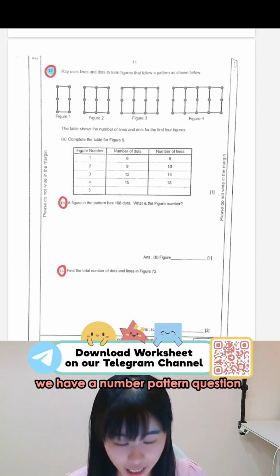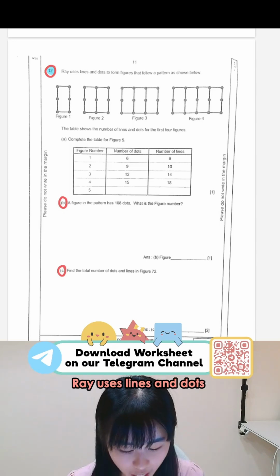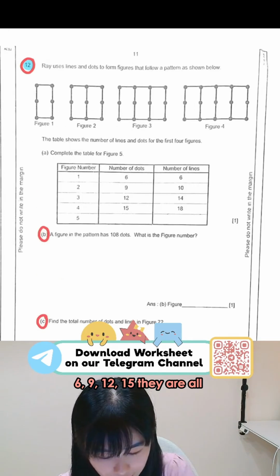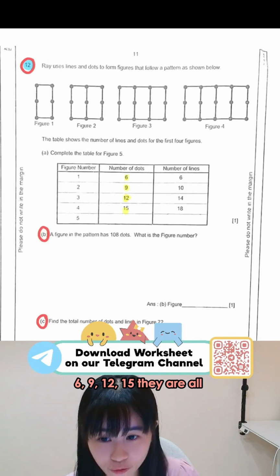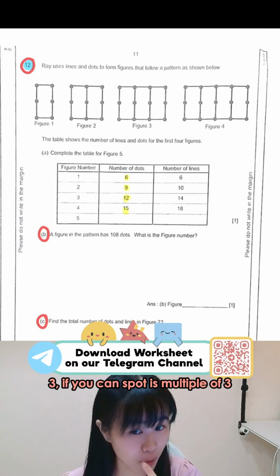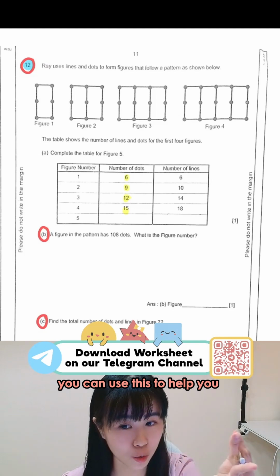So this question, right, we have a number pattern question. Ray uses lines and dots to form the figures that follow a pattern as shown. 6, 9, 12, 15. They are all multiples of what, everybody? 3. Yeah. If you can spot it's a multiple of 3, you can use this to help you solve the question.